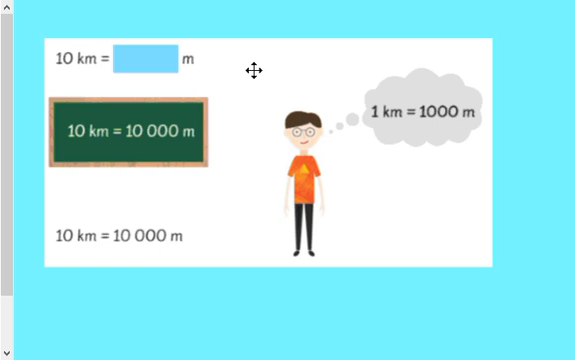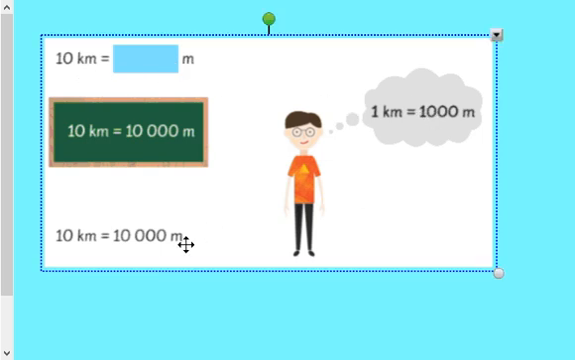kilometer? Well, the prefix kilo in kilometer, kilo means 1,000. So you can see here, this young man is thinking, okay, 1 kilometer is 1,000 meters. So if one of them is 1,000 meters, 10 kilometers must be 10,000 meters, because it's 10 lots of 1,000. So you can see at the bottom here, 10 kilometers equals 10,000 meters.